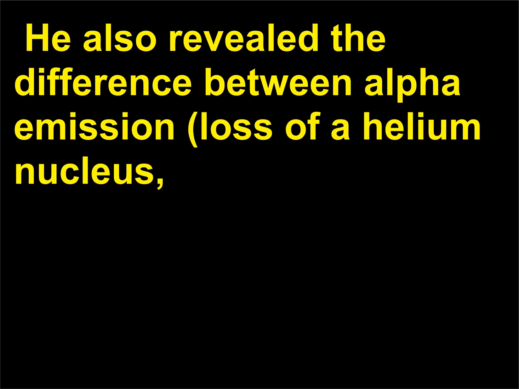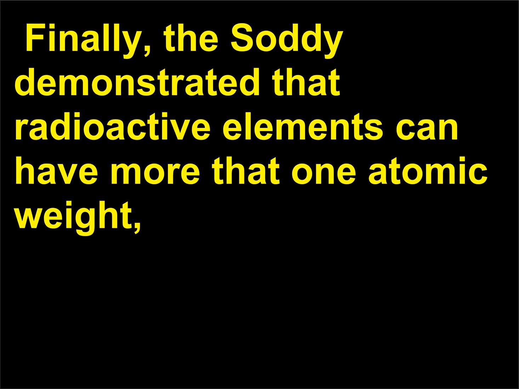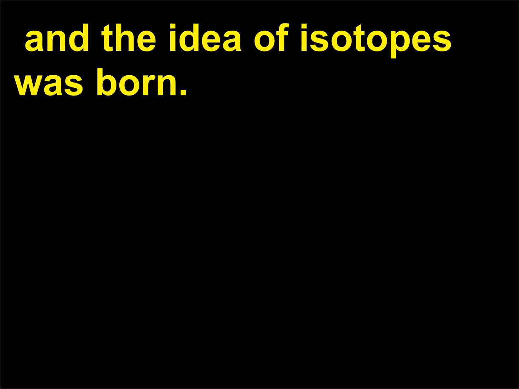He also revealed the difference between alpha emission, loss of a helium nucleus, so atomic number decreases by 2, and beta emission, electron emission from the nucleus, so atomic number increases by 1. Finally, Soddy demonstrated that radioactive elements can have more than one atomic weight, and the idea of isotopes was born.